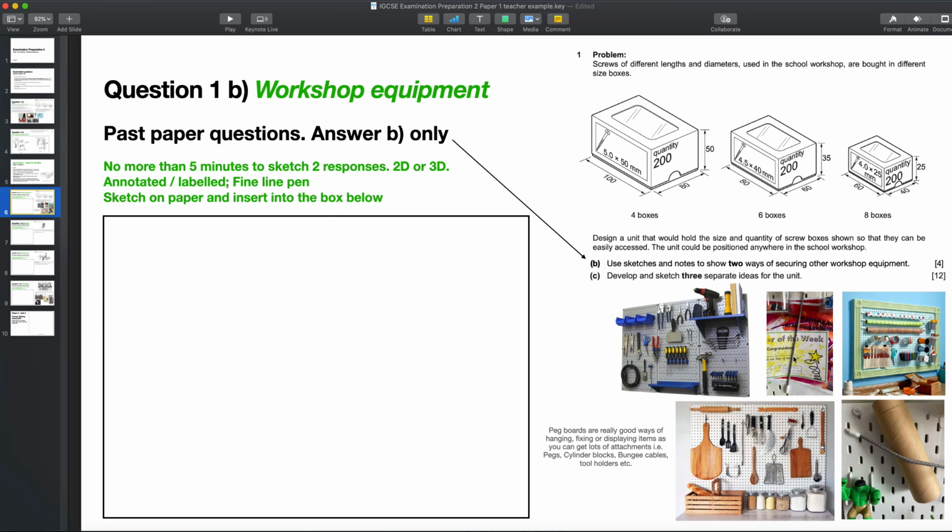And there are 2 little details here that I've taken of one that we've got at our home, which are using bungee cables, like stretchy cables with hooks on the end. The hooks go into the pegboard hanger, which is screwed into the wall. That's the screw at the bottom right, and it holds a cylindrical object. Okay, you can see here this is just a pencil tube. This is a flat object. So I would like you please to sketch 2 responses in 2D or 3D, annotated and labelled, and in fine line pen for workshop equipment.